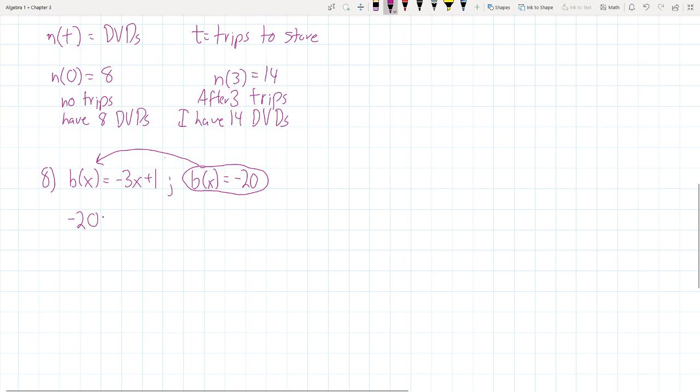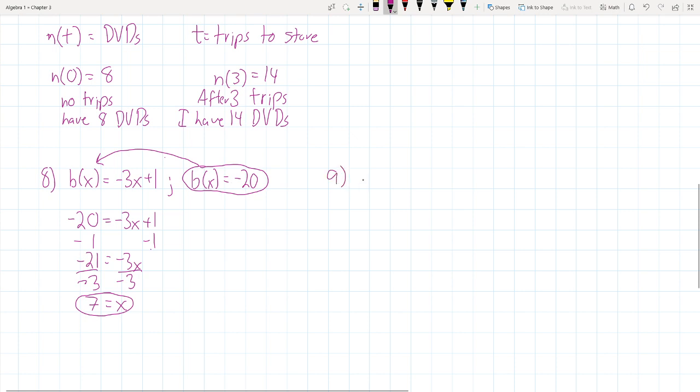So I have negative 20 equals negative 3x plus 1. And this should look like something that we've done before. And so I subtract 1 from both sides. And I say, okay, I got negative 21 equals negative 3x. Divide both sides by negative 3. And I get 7. There we go. 7 equals x. And that's what we're looking for. We're looking for the value of x so that the function has this given value of negative 20.